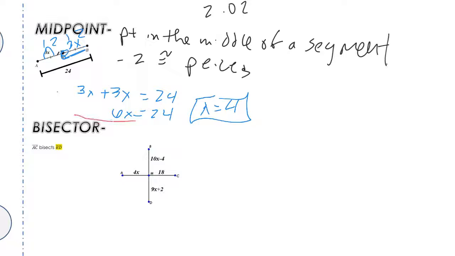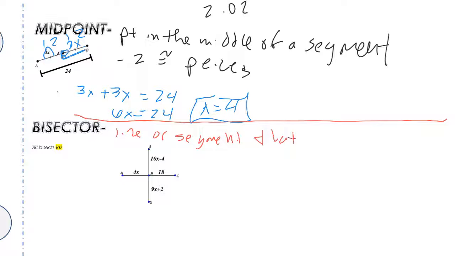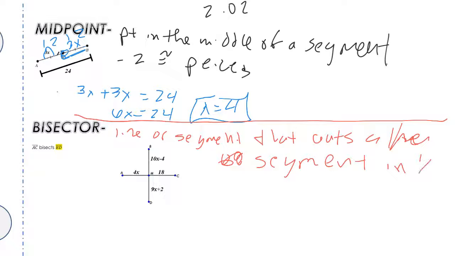Now we go to a bisector, which is a little more difficult, but it's almost the same. A bisector is a line or segment that cuts a line or segment. Actually, I wouldn't cut a line in half because lines go on forever. So it cuts a segment in half. So that means it's going to hit the midpoint. So basically, the only difference is up here, there's just a point in the middle. Here, there's a line hitting the middle at M.